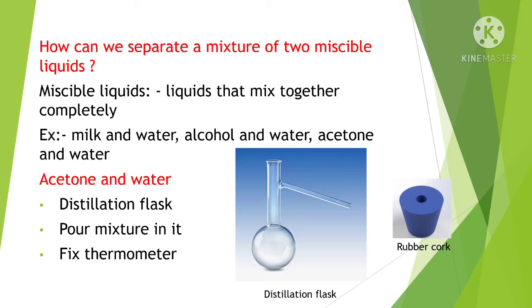Similarly, alcohol and water, whatever proportion of alcohol or water we take, they will get mixed with each other properly. Similarly, acetone and water are also miscible liquids. But if we take oil and water, they are immiscible liquids. They don't get mixed with each other properly. In this topic, we will learn how to separate two miscible liquids. The two miscible liquids that we will take are acetone and water.